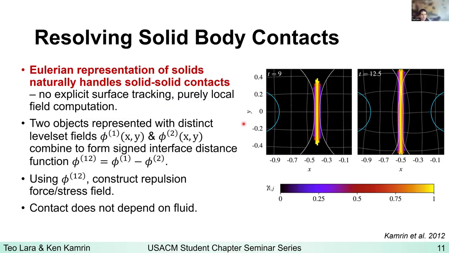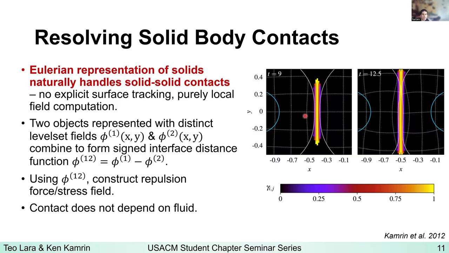You have your two solids, phi1 and phi2. You take the difference of these two solids to have this signed interface distance function, this phi1,2, which just tells me how far away the solids are from each other. And using this field, which again is defined everywhere in our domain, we can construct a repulsion force or a stress field, right? This force just becomes larger when the solids are closer together and becomes smaller as the solids separate. And this contact does not at all depend on the fluid. Remember, there is a fluid between the solids, but you have forces that exist entirely within the solid domain.